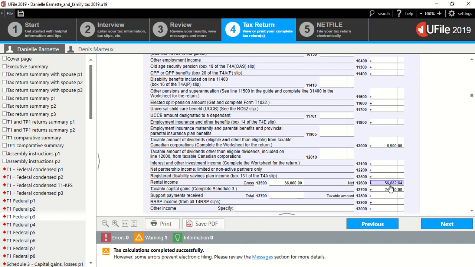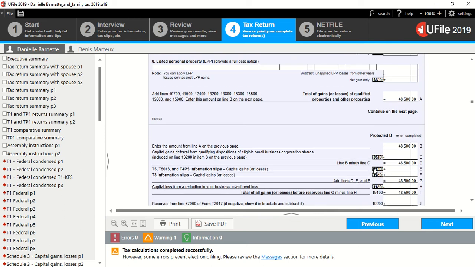Here is $56,682 worth of rental income. Notice it's higher than the gross amount, and this is because, in this case, I have recapture. I'll explain what recapture is in a moment. Taxable capital gains, though, I have $24,250. Well, this portion is attributable to the building only.